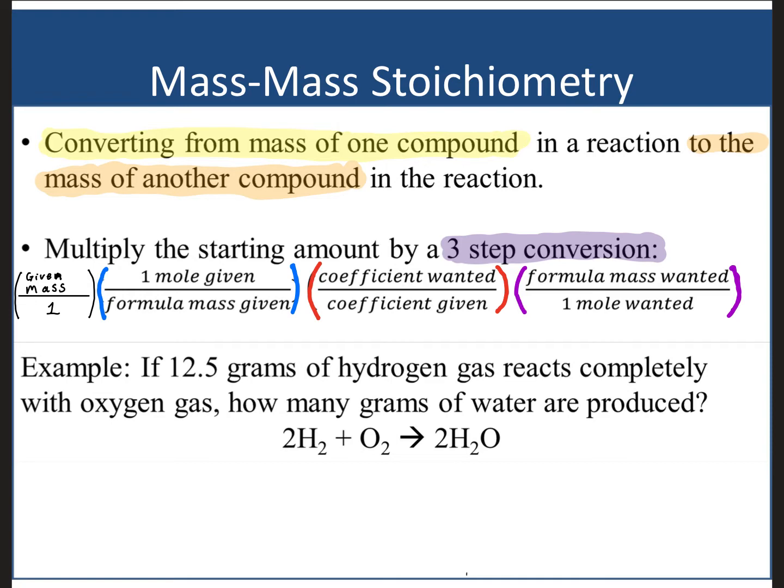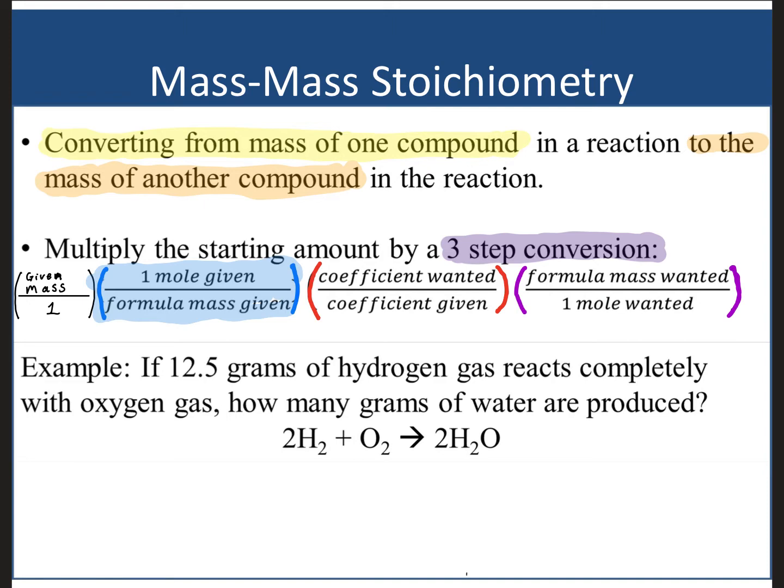So what we have is our given mass. We take that given mass and convert the mass to moles, and to go from mass to moles, we multiply by a fraction of 1 mole of whatever your given substance is over the formula mass of that given substance, because the formula mass in grams is the molar mass. So our first step is to go from grams to moles, which is multiplied by 1 mole over the formula mass.